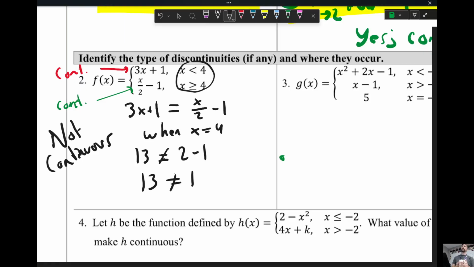Okay, but there's another part of the question. If this approaches 13 from the left and this approaches 1 from the right, what type of discontinuity is that? There you go. The graph is jumping. The y value is jumping at an instant.